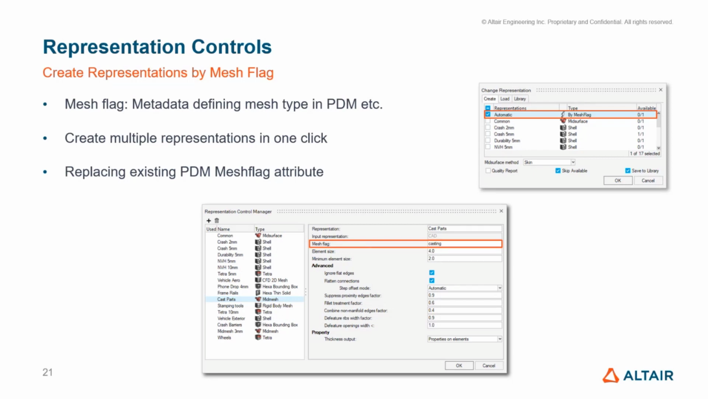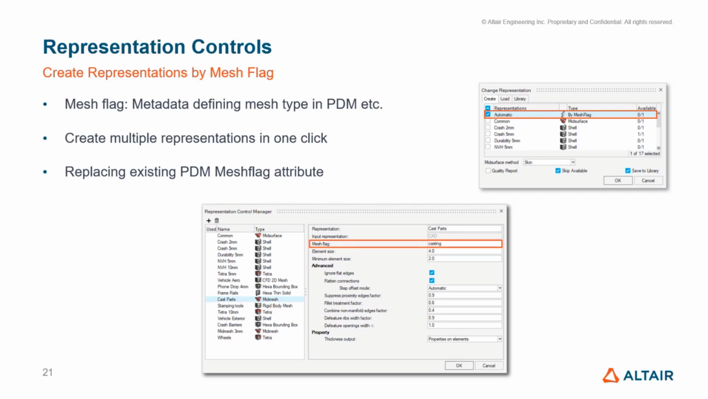This is happening because there's a new, very powerful option in the create representation dialog, called automatic. When this option is selected, HyperMesh checks if any of the PDM mesh flags assigned to the selected parts match any of the mesh flags assigned to the controls. The matching controls are then used to create representations for the given parts.